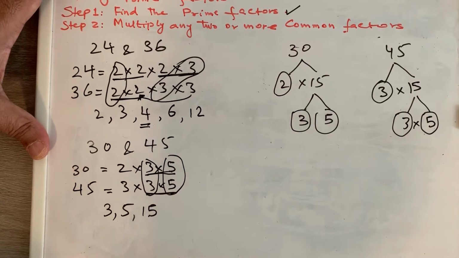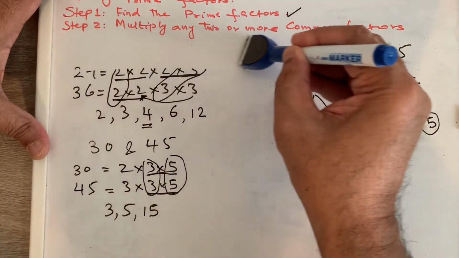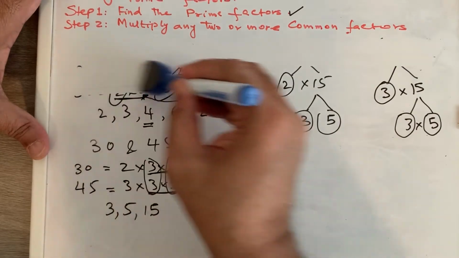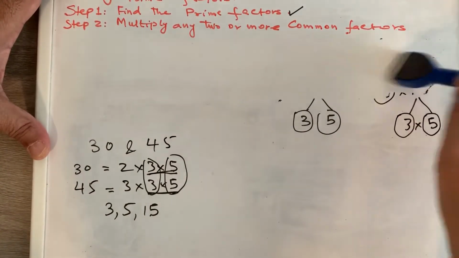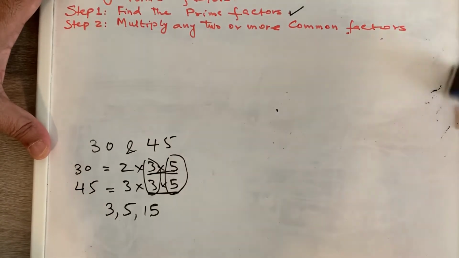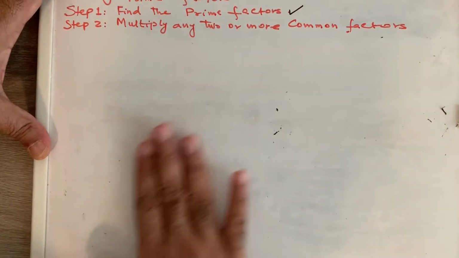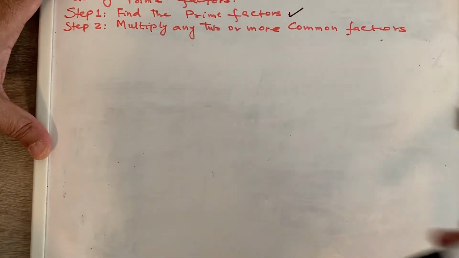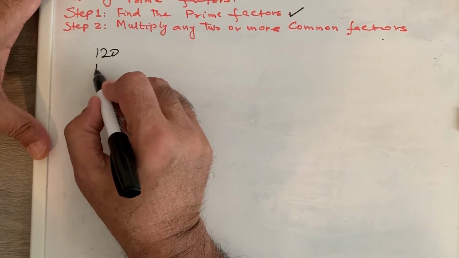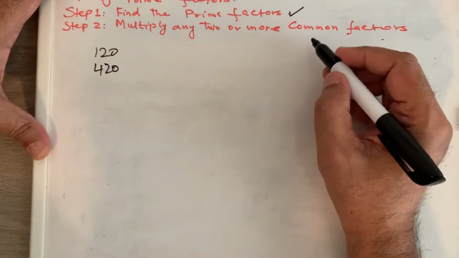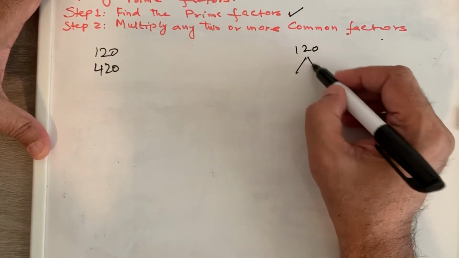Another interesting example sometimes asked: find out the common factors of 120 and 420. Let's have a look at this one, the bigger numbers. So I will do it for you. Find the common factors between 120 and 420. First step, find the prime factors of 120.